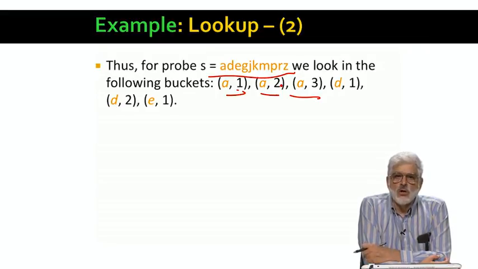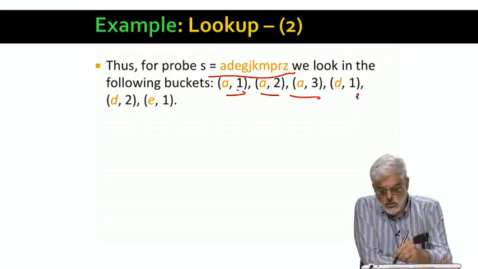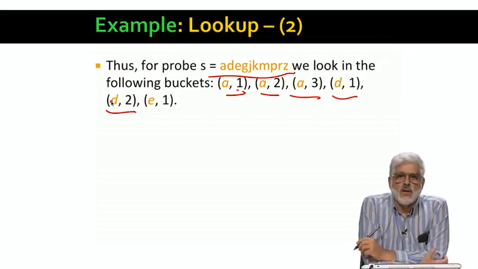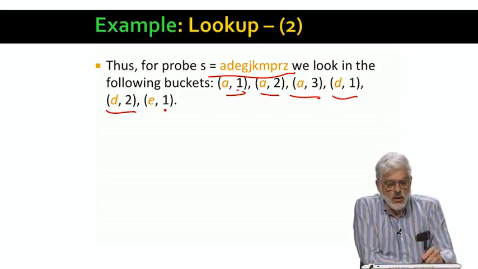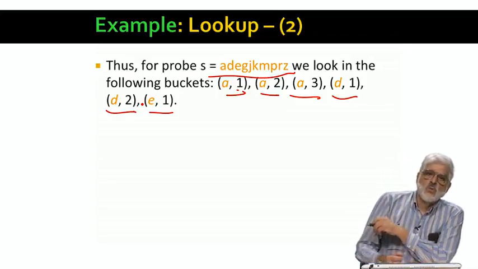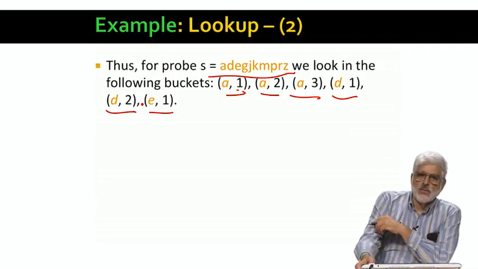For I equals 2, the upper limit on J is 2, so we look at these 2 buckets. And finally, for I equals 3, we look in the bucket E1, because E is the third symbol of S, and for I equals 3, the upper limit on J is 1. No other buckets have to be searched.